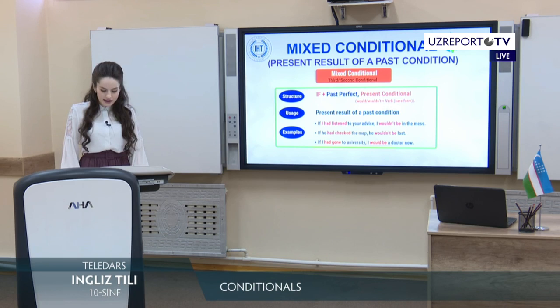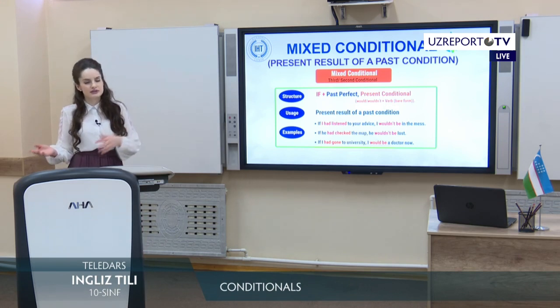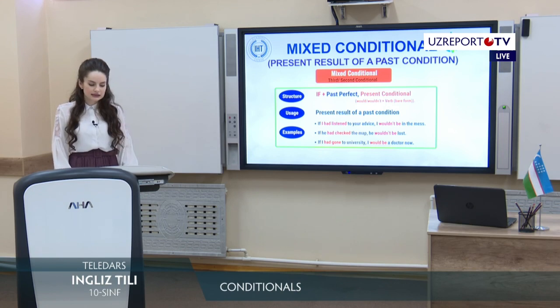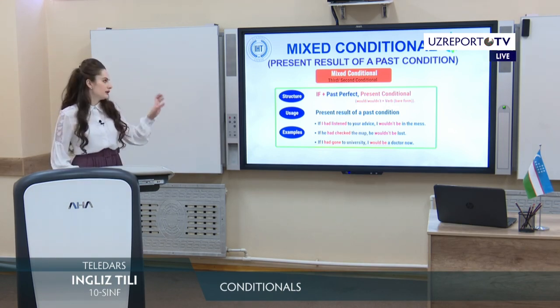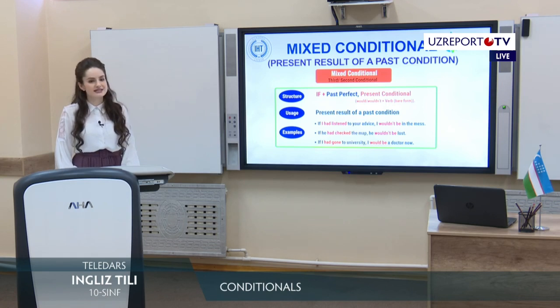Well, or if I had gone to university, I would be a doctor now. In the past, if you studied, you could be a doctor now. But it didn't happen. So remember, we combine two types. In the conditional part, it is from the third type, and in the resultative part, it is from the second type.